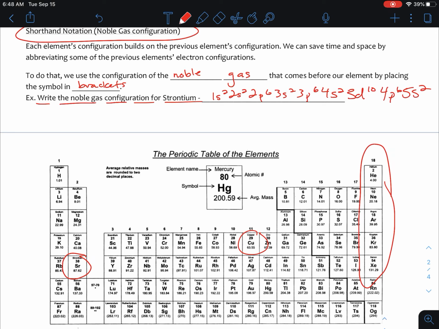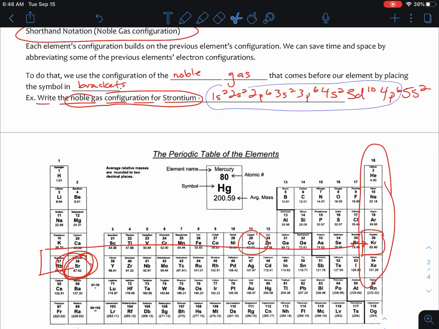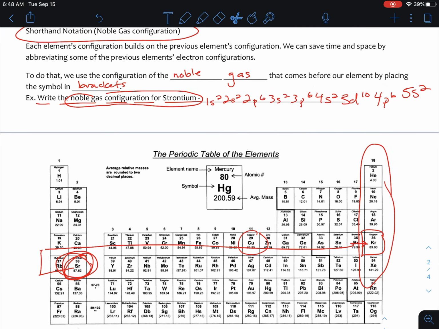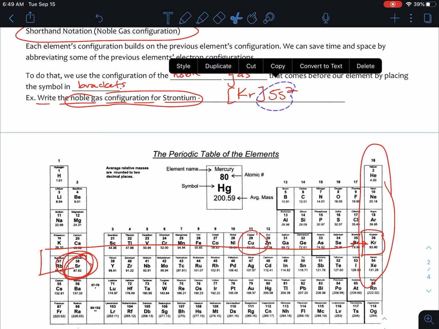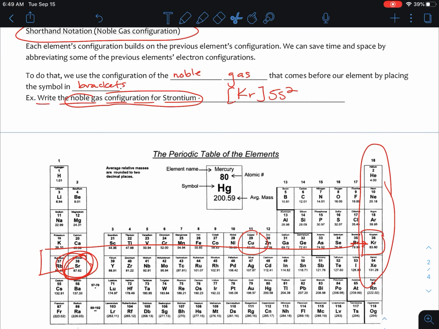Well, this whole idea of the noble gas configuration is you can go from strontium, go up one, and over here we're going to look at krypton. So krypton's electron configuration is the same as writing all of this. This is the electron configuration for krypton. So I'm going to take this, I'm going to get rid of it, I'm going to write krypton in brackets. So basically I'm just writing krypton plus 5s2. So what I am saying here is the electron configuration for strontium is just like krypton and this.